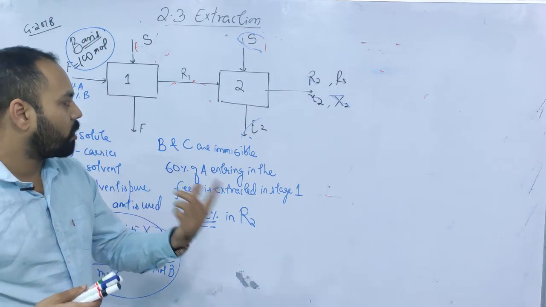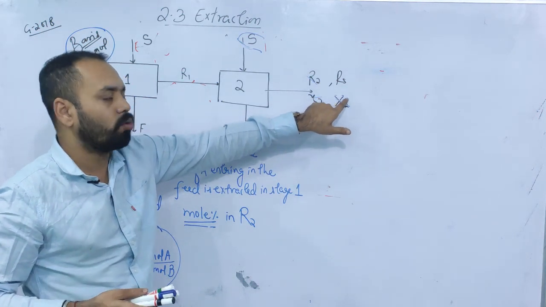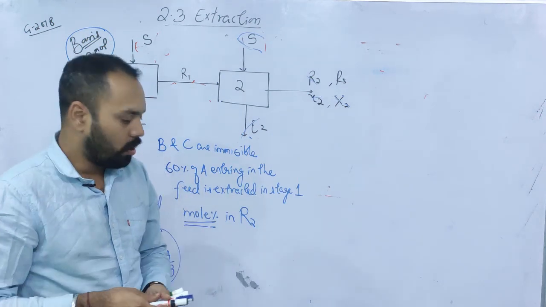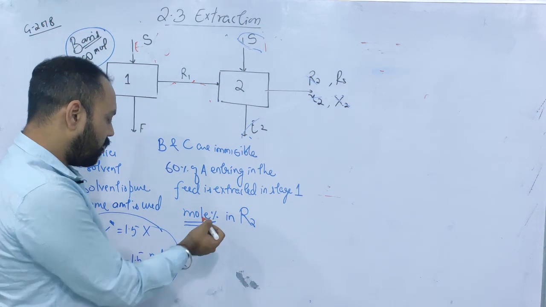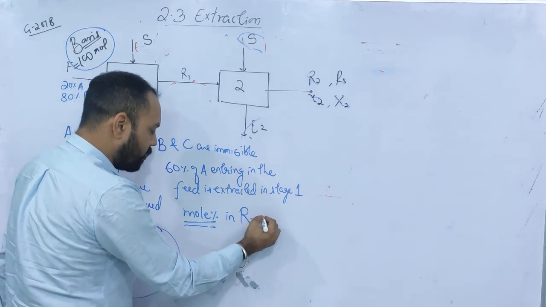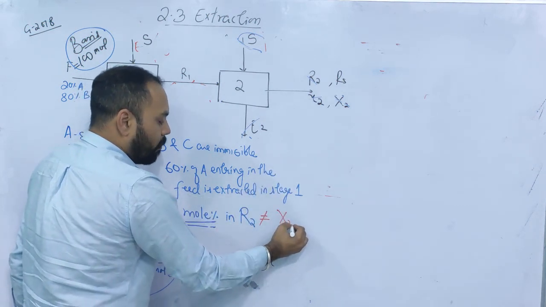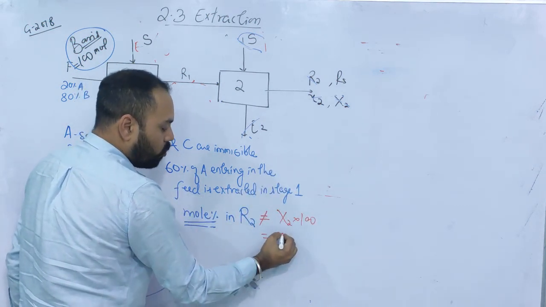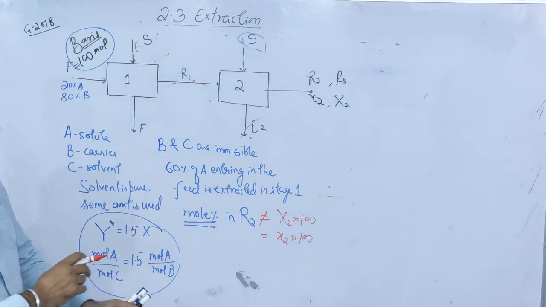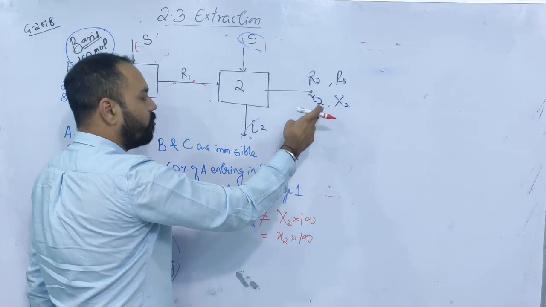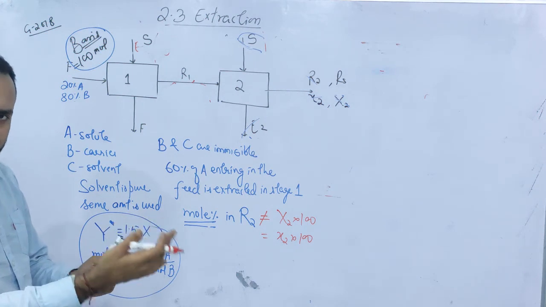So most of the students found the value of this capital X2 and then multiplied this capital X2 by 100. Now that was a mistake. This mole fraction or mole percentage is not equal to X2 multiplied by 100, but it is equal to small x2 multiplied by 100. So suppose you want to find this. First of all, you have to find the amount of solute and the total solution there, and then multiply it by 100.